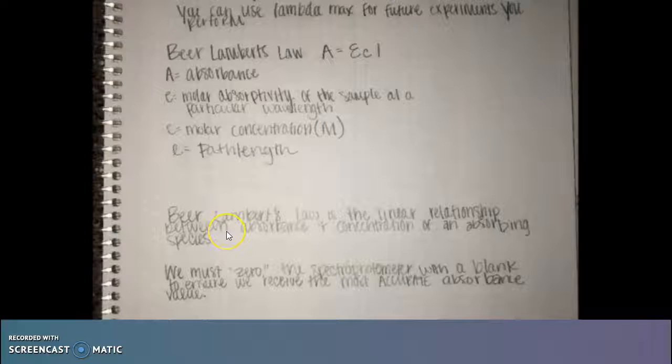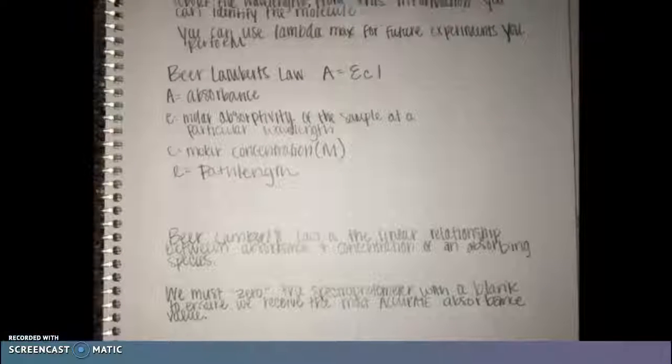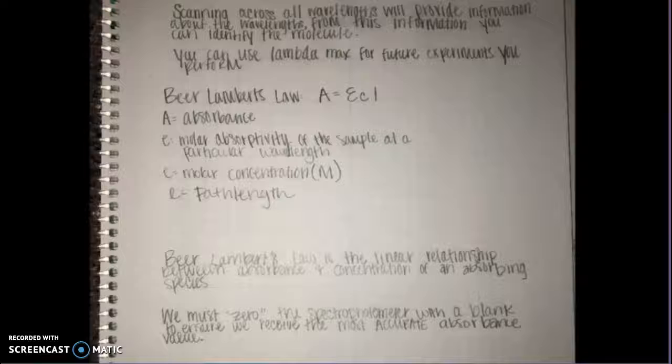We will be using Beer-Lambert's law, A equals E times C times L. A is equal to the absorbance, E is the molar absorptivity of the sample at a particular wavelength, C is the molar concentration, L is the path length.